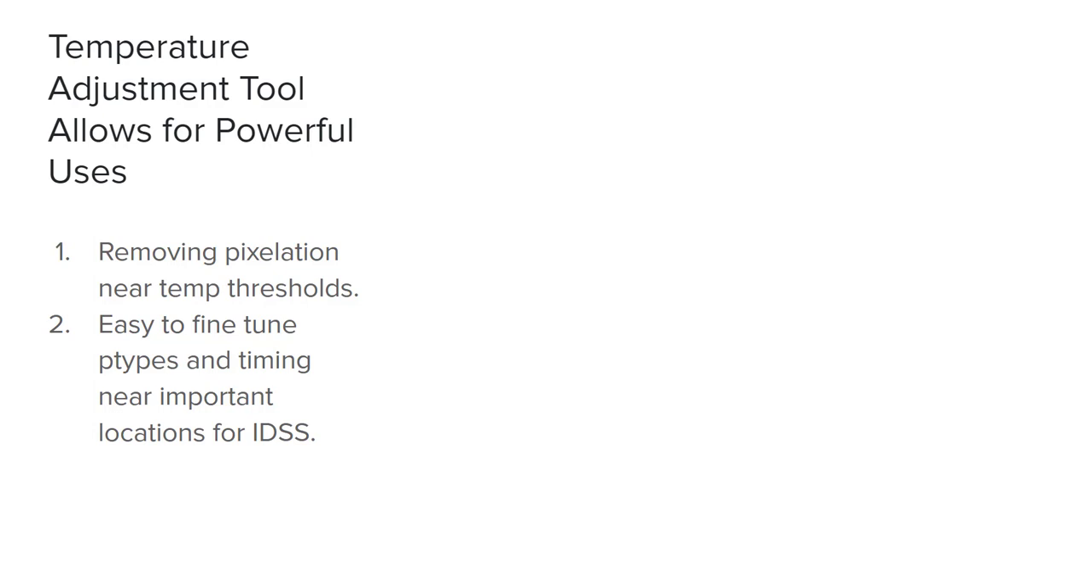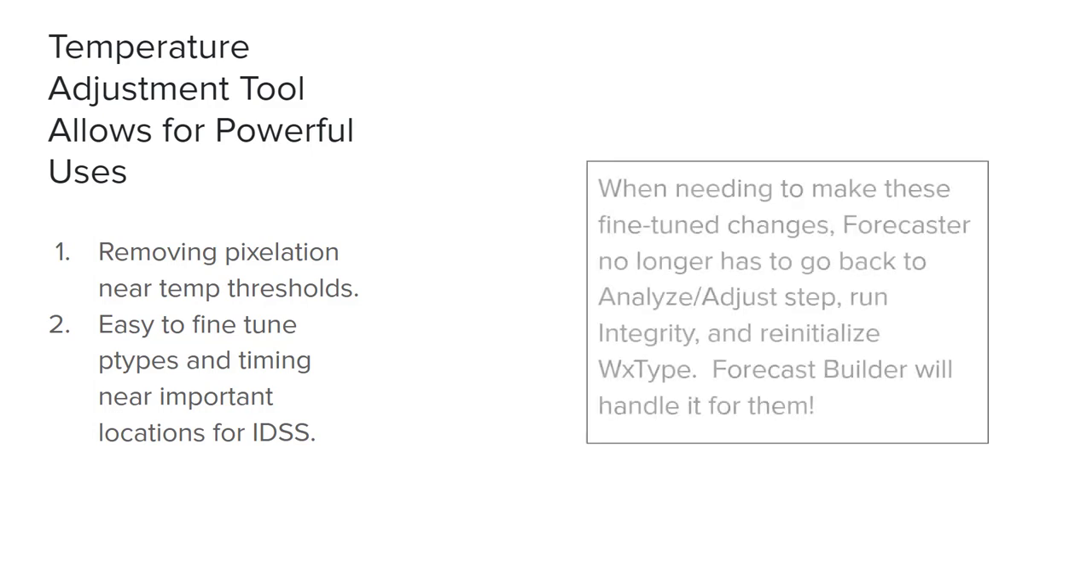Secondly, it's easy to fine-tune precipitation types and timing near important locations for IDSS. These tools can save you grid editing time. As a forecaster, we may want to forecast a precipitation type change at a certain time, or we don't want to have grid points that are different because of incorrect temperature bias correction. We usually don't realize these issues even exist until we can see it.